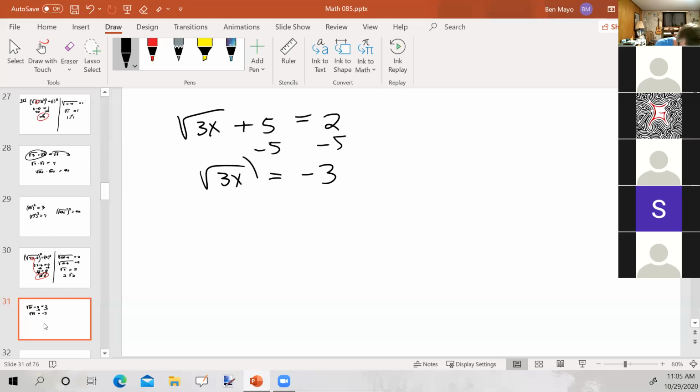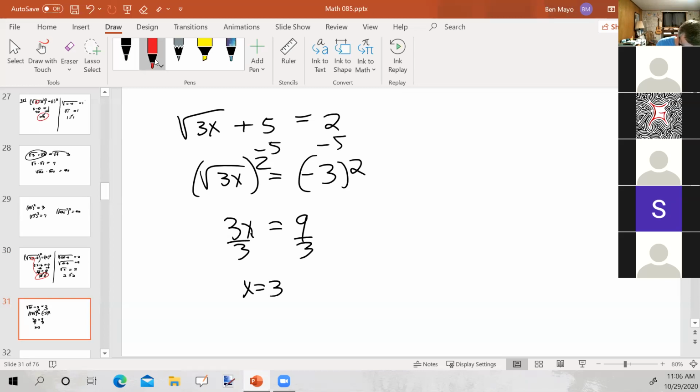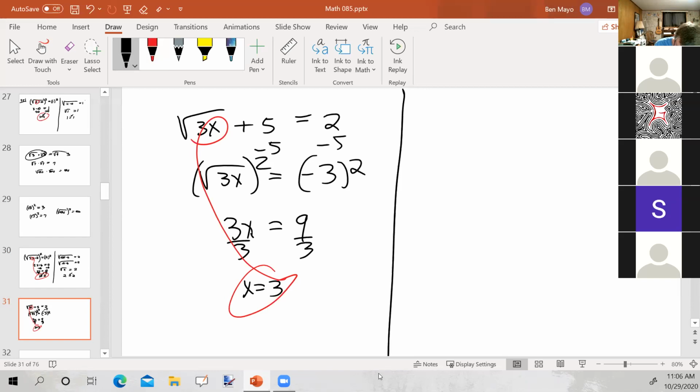Now square both sides. What's negative 3, the quantity squared? Negative 9? Or, no, 9's inside. There you go. It's those 2 hours of sleep, right? Yeah, it really is. So now we're going to divide by 3. X equals 3. We're going to take that and check our work, plug it back into the original problem.